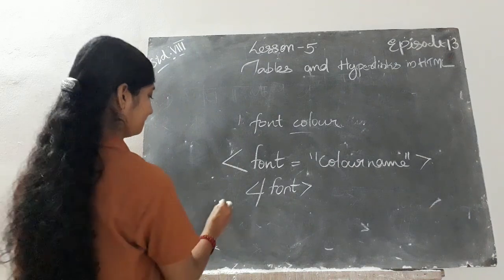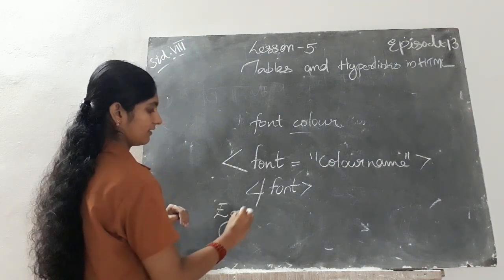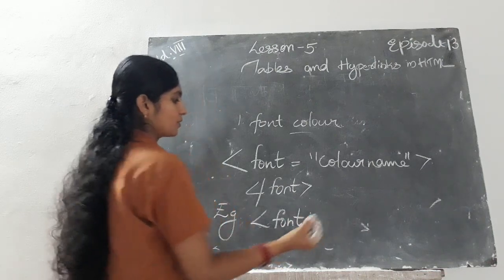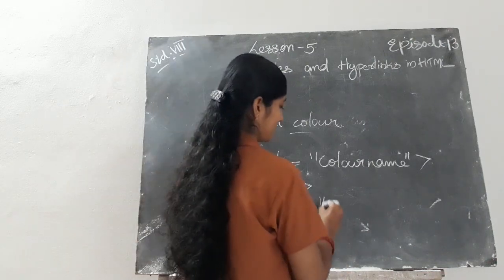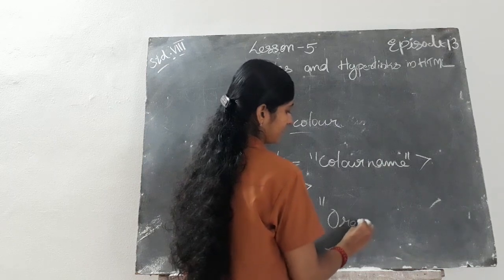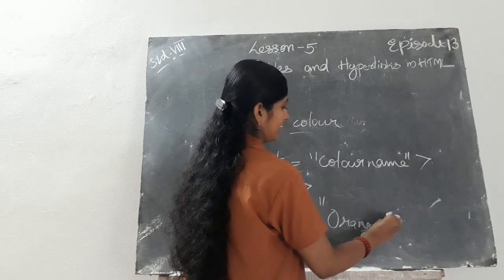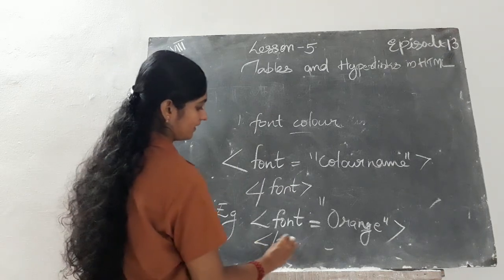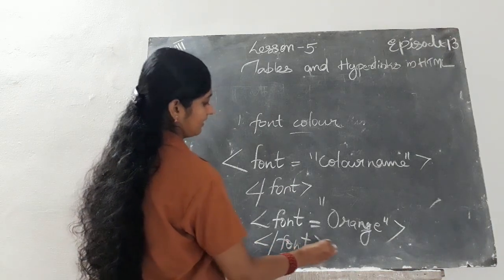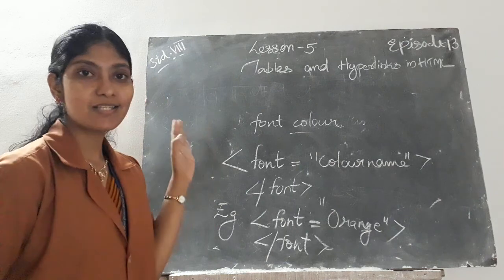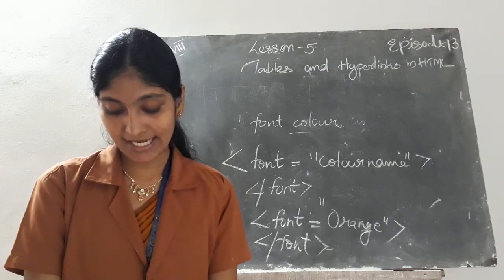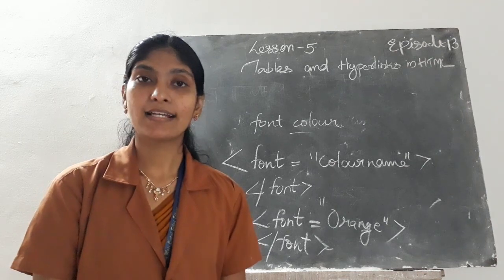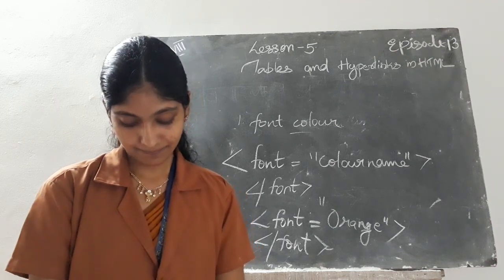Example: font equal to, just select orange, then after that close the font. So what is the first attribute? Font color. It changes the color of the text string. It changes what? The color of the text string.